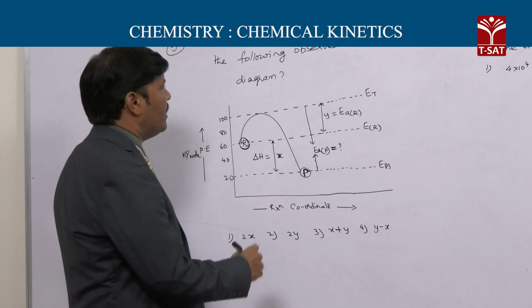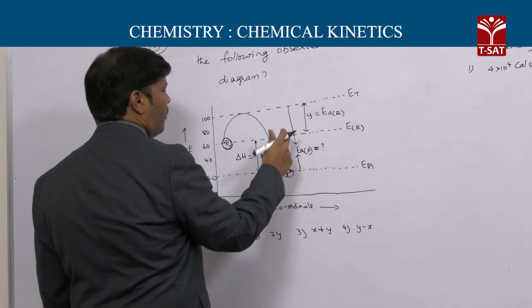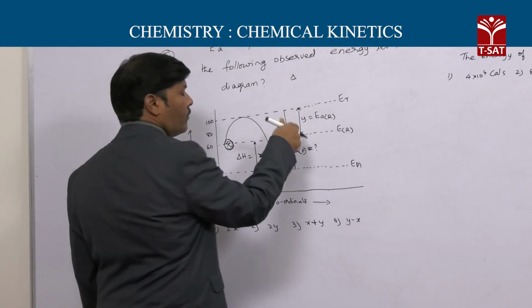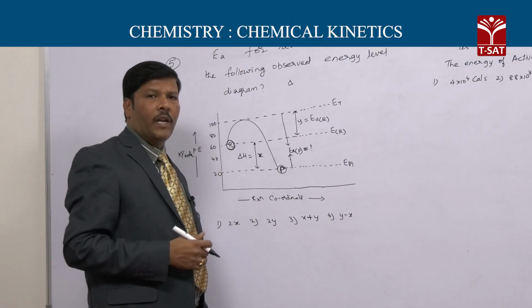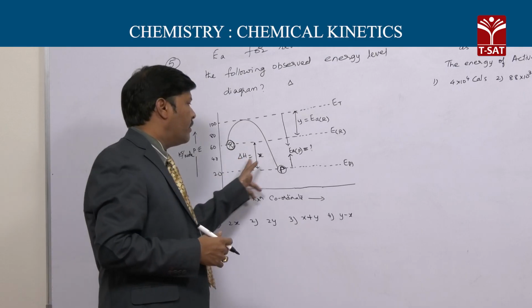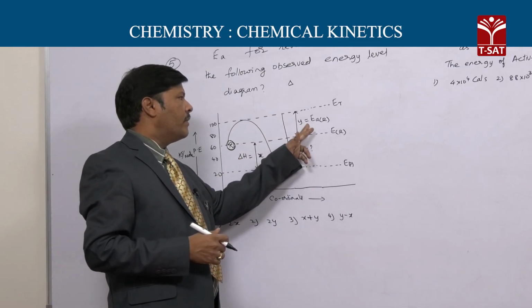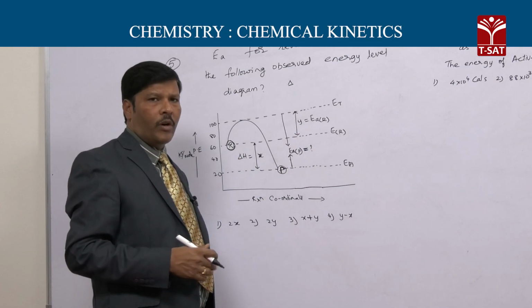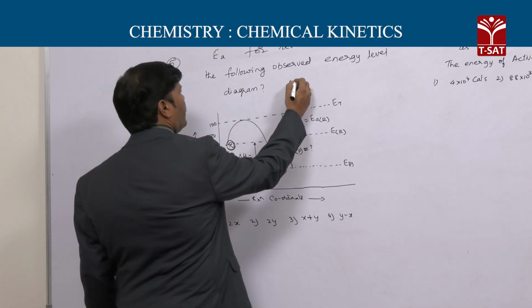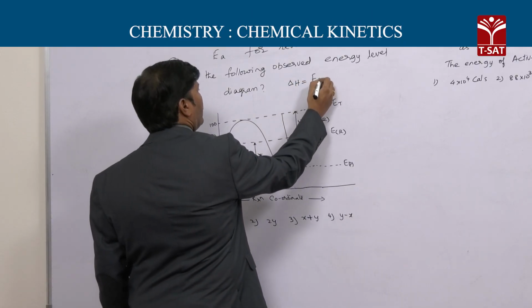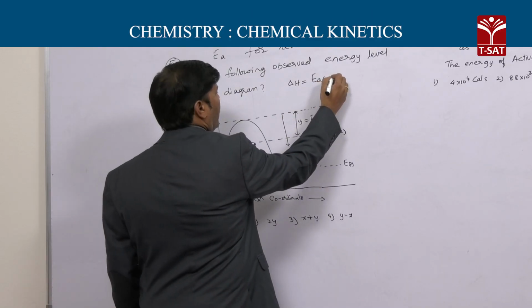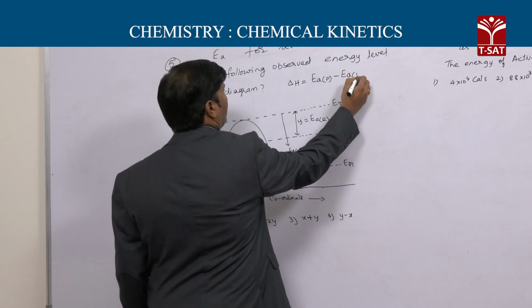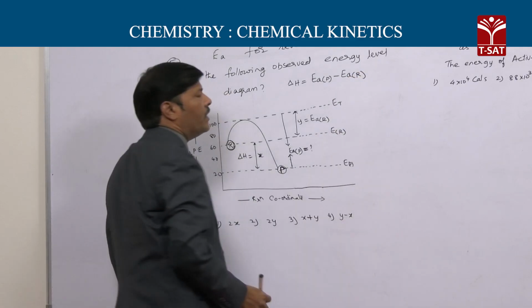You know pretty well that you can apply this formula directly from this observation. From the diagram itself we can calculate the correct relationship between the enthalpy change between the reactants and products, the activation energy of the reactants and the activation energy of the products. The enthalpy change is equal to, because the activation energy of the products is greater than the activation energy of the reactants, the activation energy of the products minus the activation energy of the reactants.